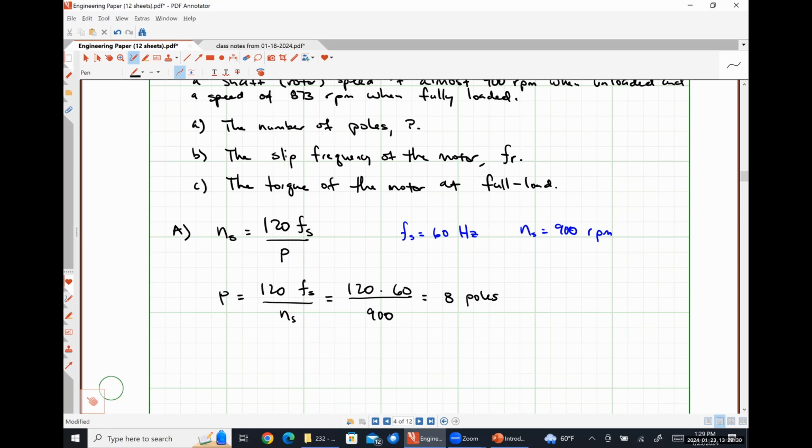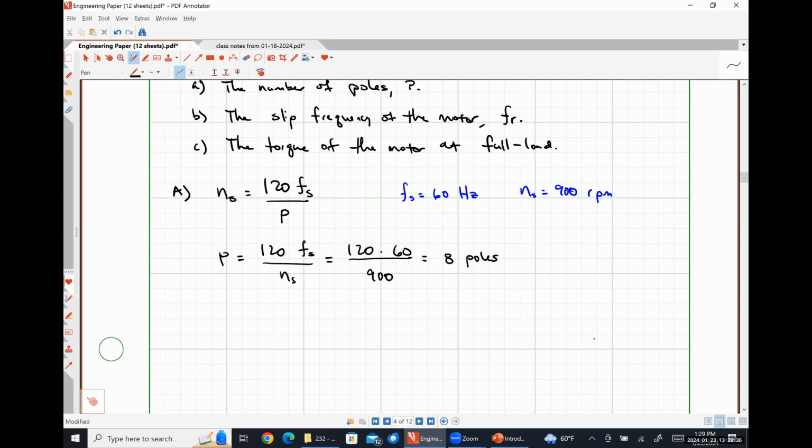All right, so we have an 8-pole motor. How do we figure out our slip? I think we should just use the equation for slip, right? So our slip, or actually we're looking for our slip frequency, right? So f_r is equal to s times our stator frequency. We know our stator frequency, so now we need to figure out what our slip is.